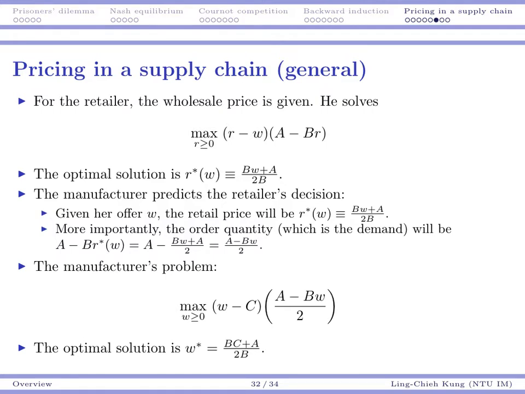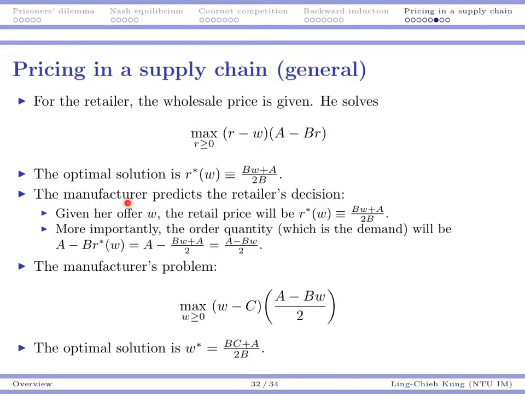Through some arithmetic, we can show that the optimal solution is (BW + A) over 2B. Just a reminder, if you forgot how to solve it, use the first order condition. Now we have this. Probably you want to do some intuitive tests. What's going to happen when A goes up? What's going to happen when B goes up? You actually have done so in the first week's lecture.